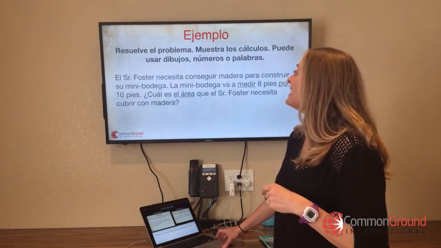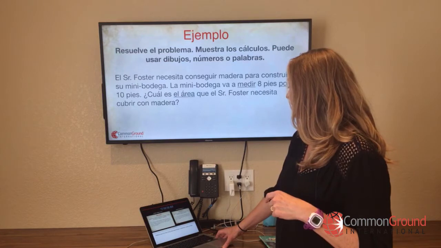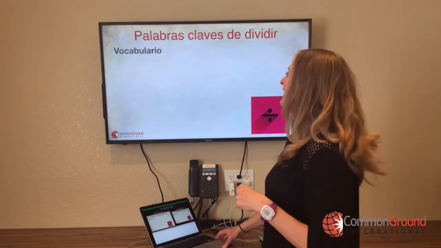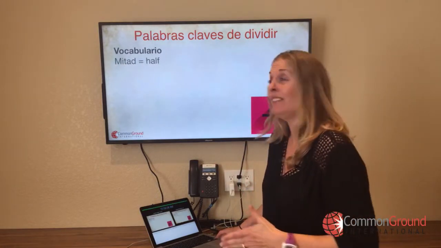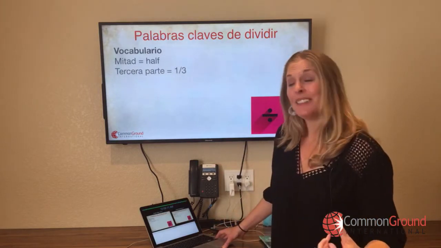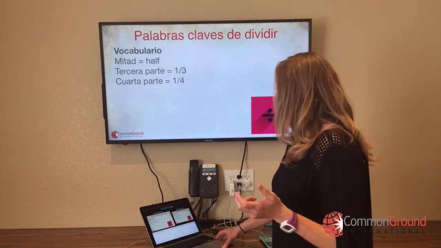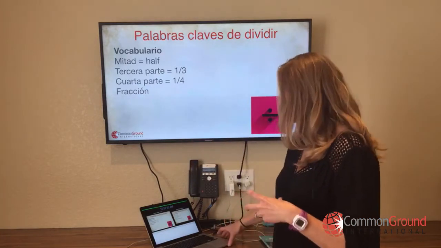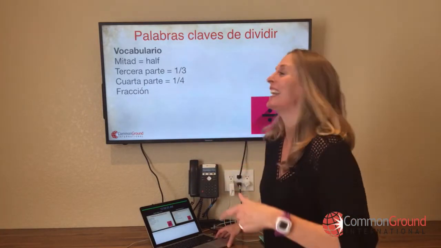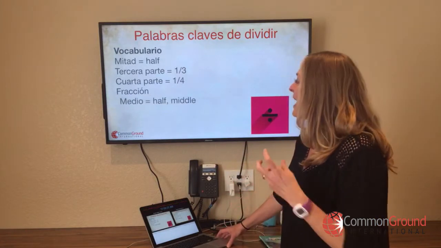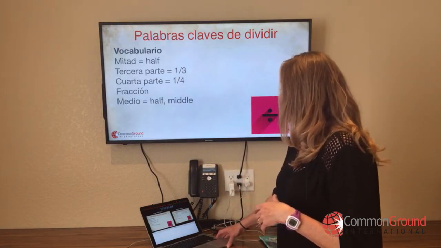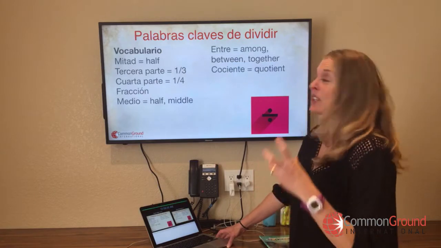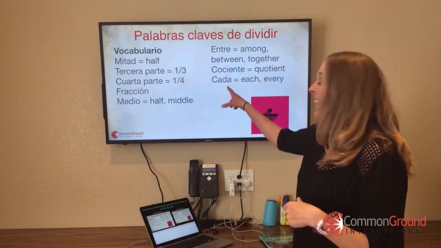Ahora vamos a hablar de la división. Ok, palabras claves de dividir. El vocabulario, mitad is half, ok. Tercera parte, cuarta parte, una fracción, ok, mucho vocabulario de las fracciones también, y vamos a hablar de ese vocabulario en otra lección, porque es mucho, ok. Medio es half or middle. Entre is among, between, together. Cociente is the quotient. Y otra vez, cada is each or every.